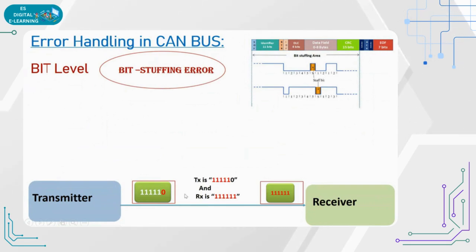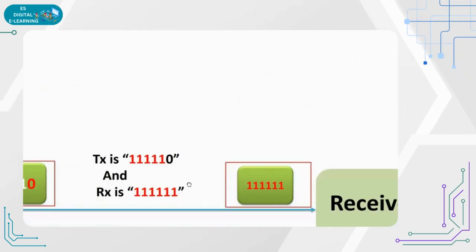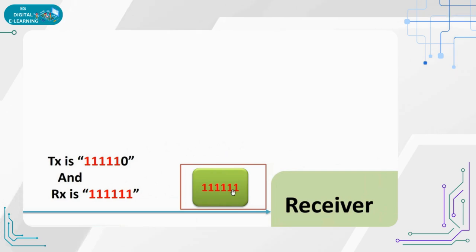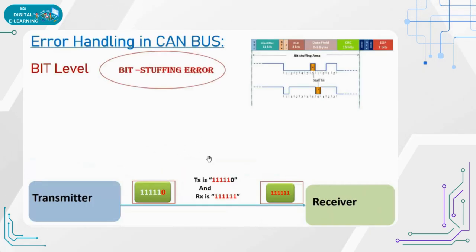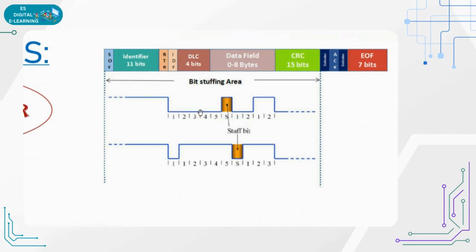In case this stuffing bit is not changed, so this stuffing bit should be 0, but instead of 0 the receiver end receives a 1, then it is called the bit stuffing error. If the transmitting side is 1 1 1 1 1 0 and on the receiving side the sixth bit is not changed, it is the same, then we'll get the bit stuffing error. You are able to see this block diagram. In bit stuffing, the sixth bit should always differ.